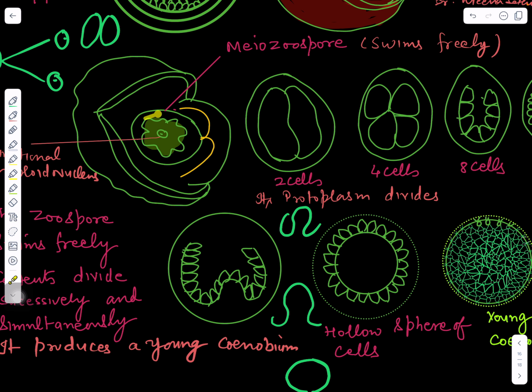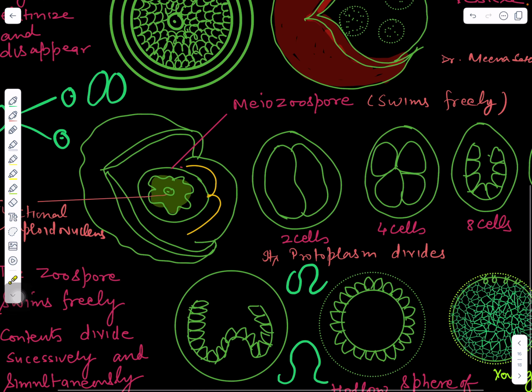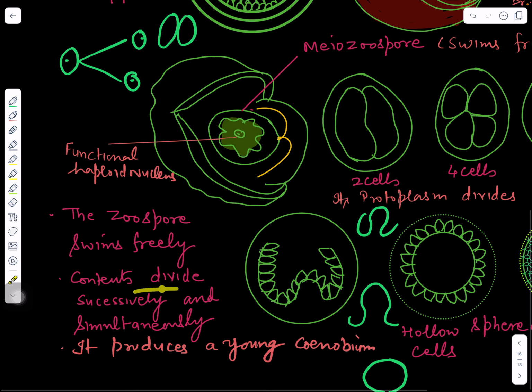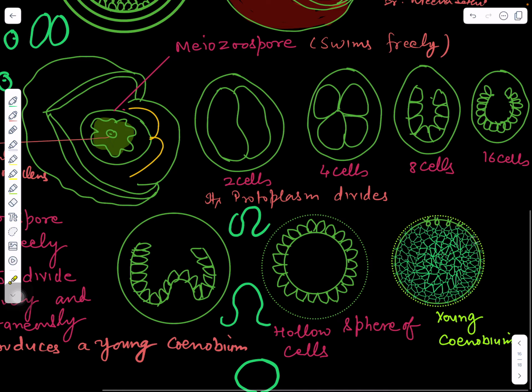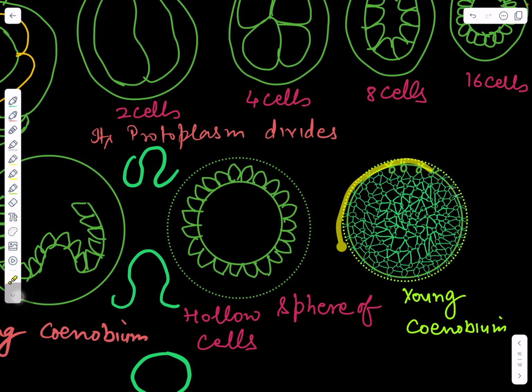Now, this zoospore, meiospore, after swimming for a certain duration, right? I have written here, meiospore will swim for some time, then its contents will divide successively and simultaneously. Successively means, supposing this is the nucleus, it is divided into 2 and wall formation will also occur. Then it is divided into 2, wall formation and nuclei will develop. Here also nuclei will divide. So this is successive and simultaneous. So ultimately this will develop into a young coenobium, right? This is a young coenobium which is present inside the vesicle only, right?